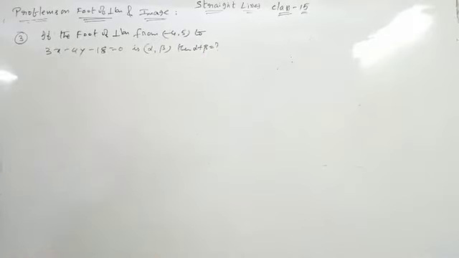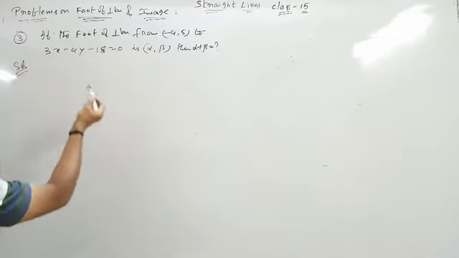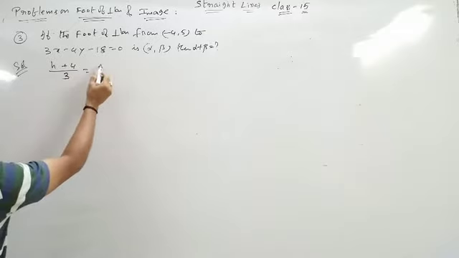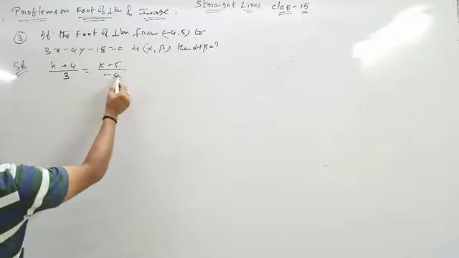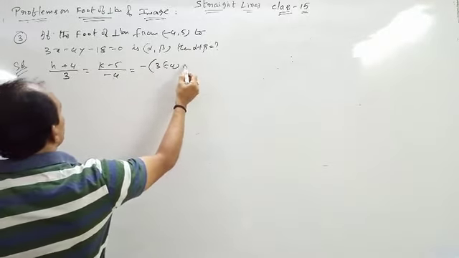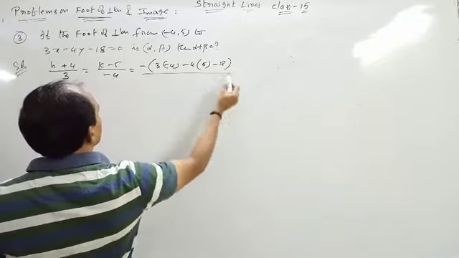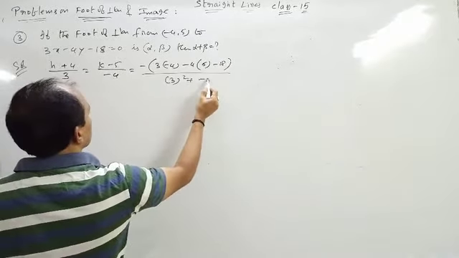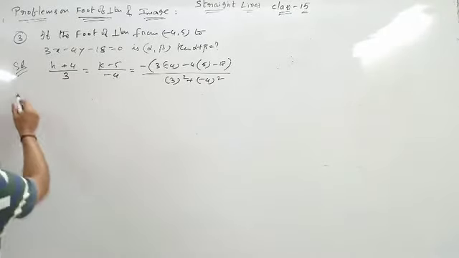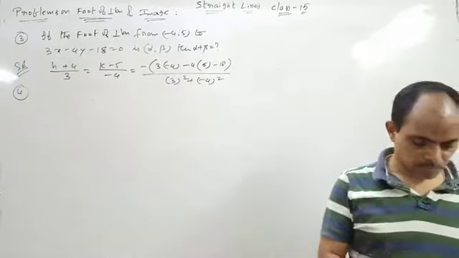It's a simple question, I think, because they directly asked for the foot of perpendicular. Directly I am writing that: h minus x1 by 3 is equal to k minus y1 by minus 4 is equal to minus of 3 into minus 4 minus 4 into 5 minus 18 by 3 square plus minus 4 square. You solve that question. Okay, you find the answer for that question. I am not doing that one because I did many problems.